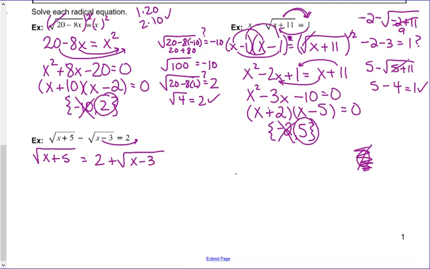Okay. Now, step 2 is that I square both sides. So I'm going to square the left side, and I'm going to square all of the right side.